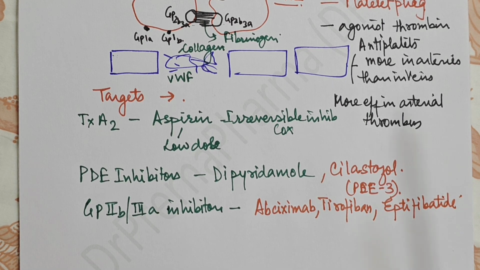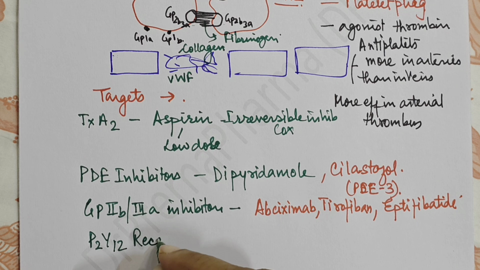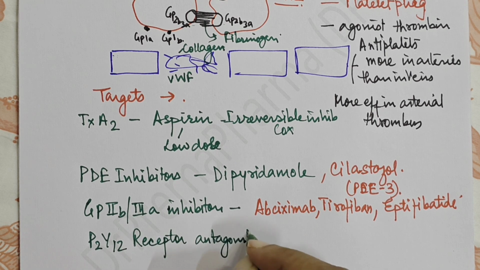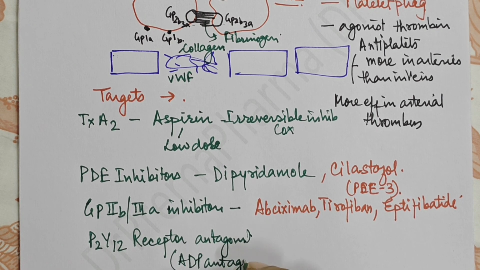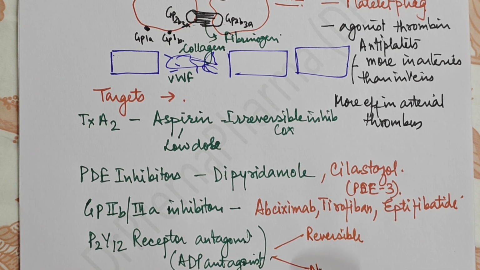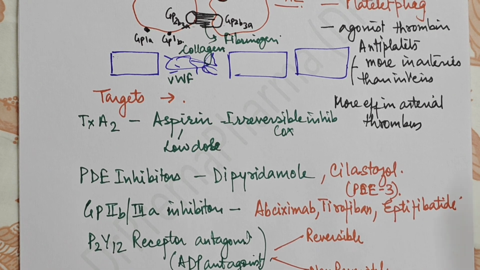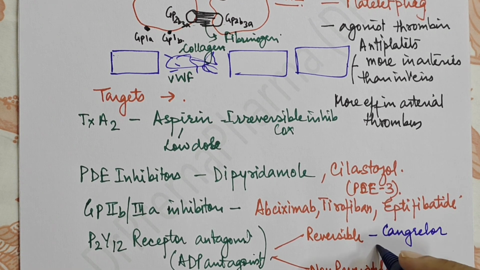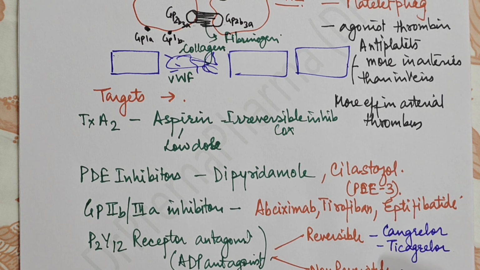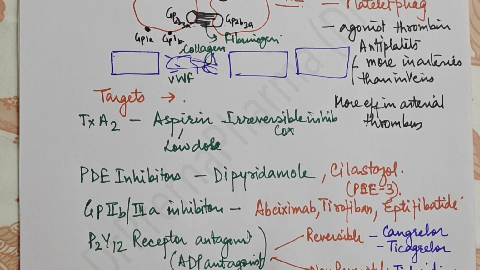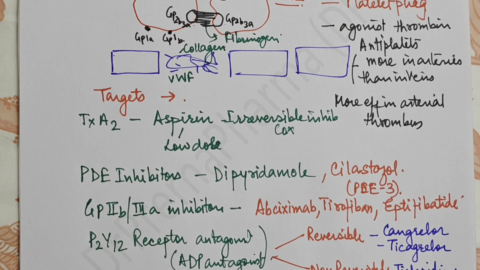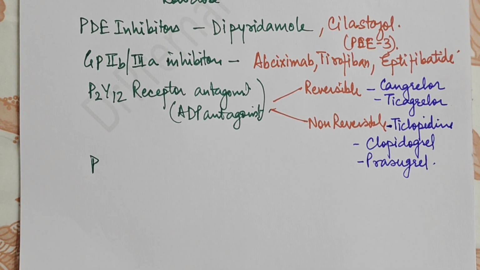Okay, then the next target is, we all know, the P2Y12 receptor antagonists. They are also ADP antagonists. Okay, so what are the drugs here? Now here we have two types of drugs. One is reversible and the other one is non-reversible or irreversible. Now the reversible drugs, these are new drugs, they are cangrelor and ticagrelor. And non-reversible, we have ticlopidine, clopidogrel and prasugrel. Okay, so these are the P2Y12 receptor antagonists, reversible: cangrelor and ticagrelor, and non-reversible: ticlopidine, clopidogrel, and prasugrel.